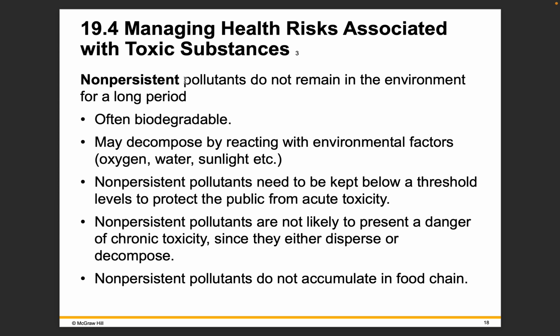A good example of a non-persistent pollutant might be something like Roundup that ends up not where it should be on the field. Roundup breaks down within a week. It breaks down into components that are harmless. So it doesn't accumulate in the food chain because usually when it's applied, it's early in the growing season. And by the time those food products are harvested, the Roundup itself is long gone.